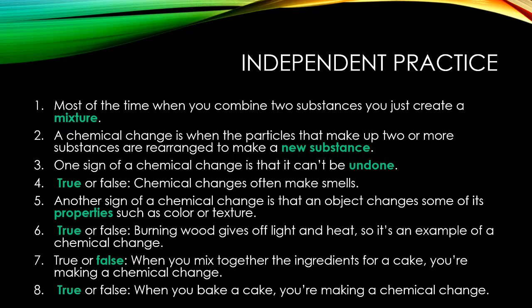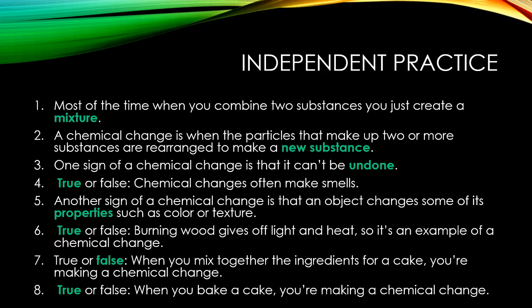Number 4, true or false, chemical changes often make smells. That is true. Smells are a common sign of a chemical change. Number 5, another sign of a chemical change is that an object changes some of its properties, such as color or texture. Number 6, true or false, burning wood gives off light and heat, so it's an example of a chemical change. That is true. Both of those things are signs that a chemical change is happening.